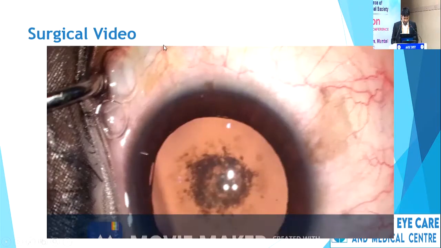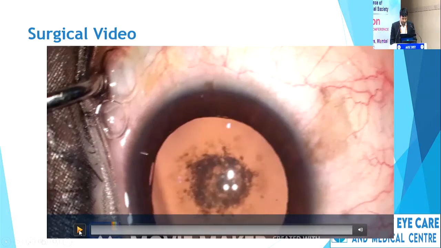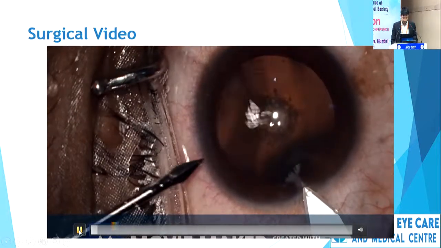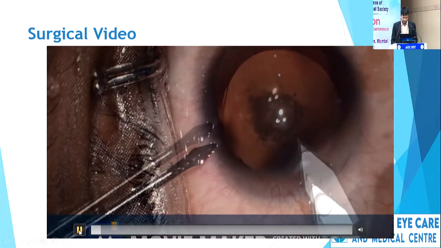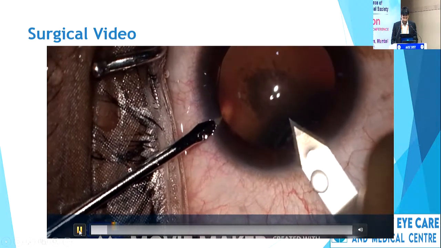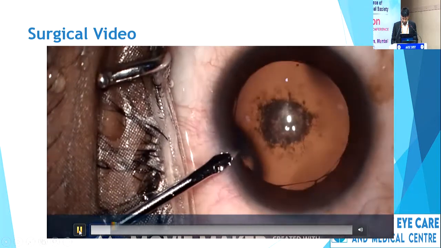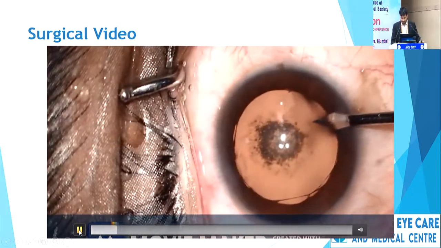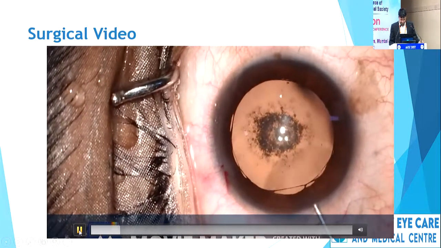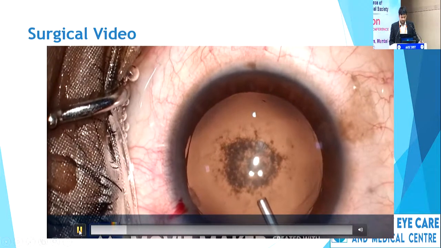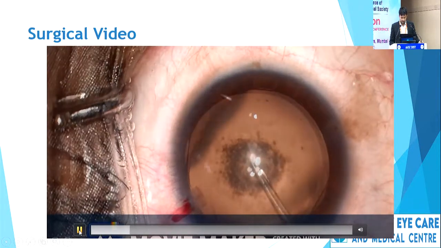Okay, I come to my surgery here. So this was the patient. I start with the incision, which went on pretty fine, followed by the side ports. It's important to form the AC well before starting the rhexis.